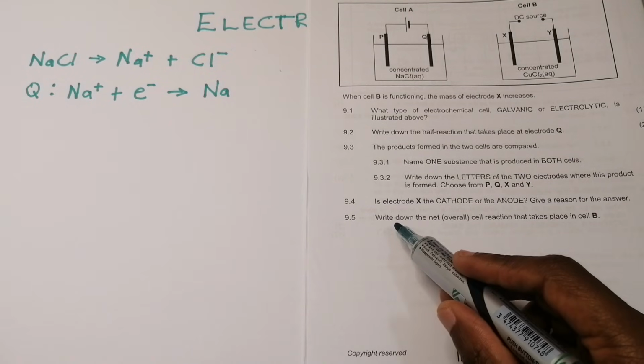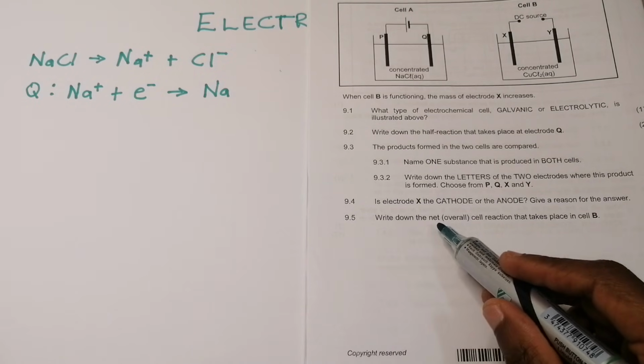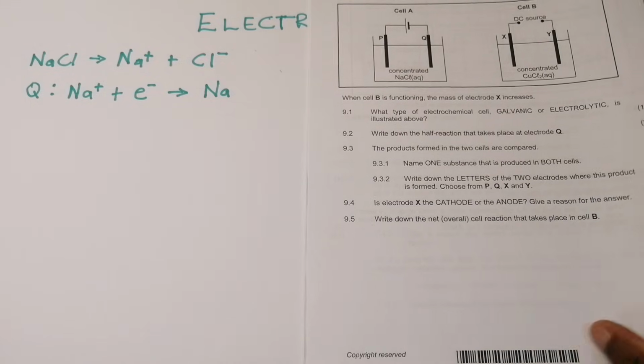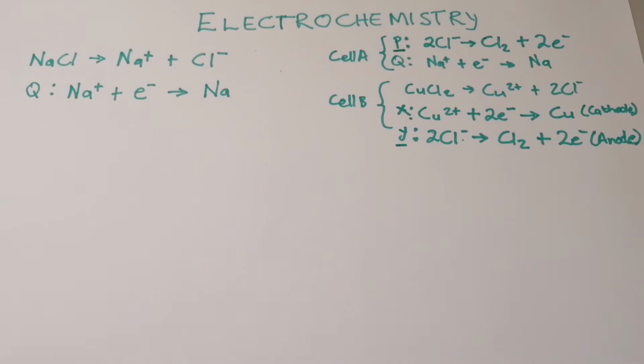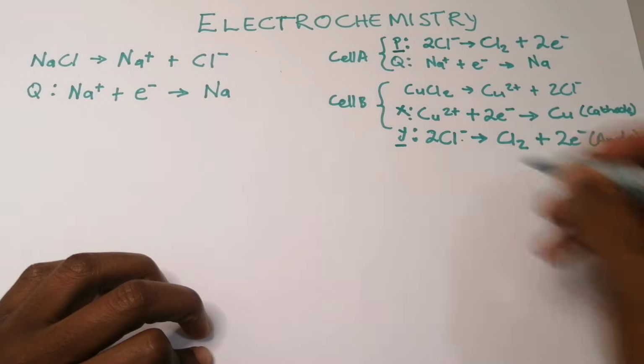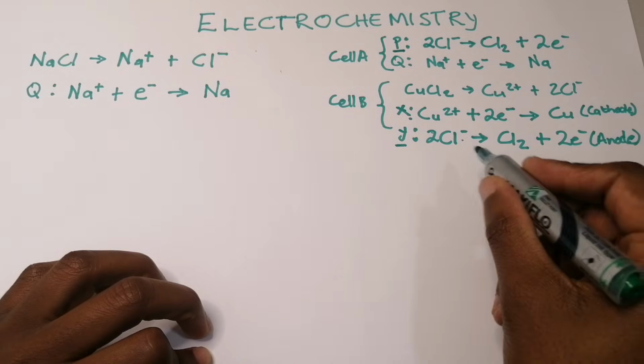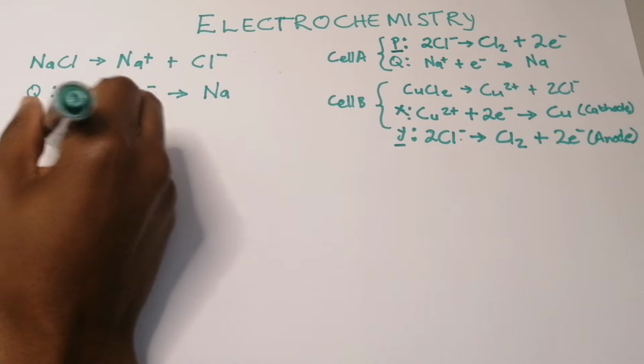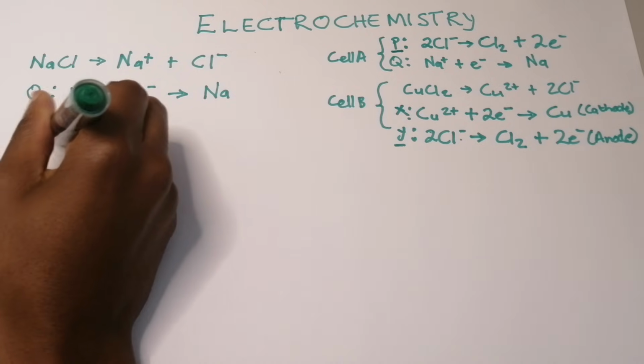All right, and the last one, they say write down the net or the overall reaction that takes place in cell B. Okay, so now let's take cell B. We are simply saying, what would be the net cell reaction that takes place? So I'm taking both cells. Let me just rewrite those reactions over there.